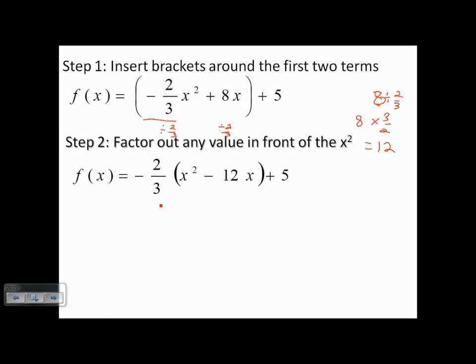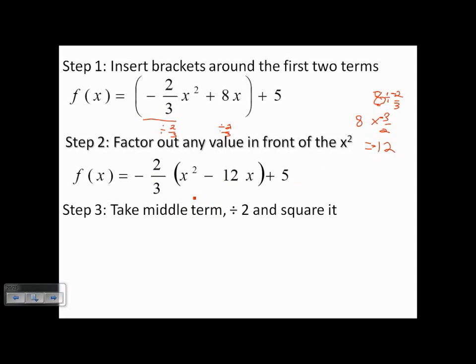Factor out a value in front of the x squared. I get negative 2 over 3 outside the bracket. Don't forget to write it down. x squared minus 12x. Why is it minus 12? I forgot the negative there. Negative. There we go. Plus 5.